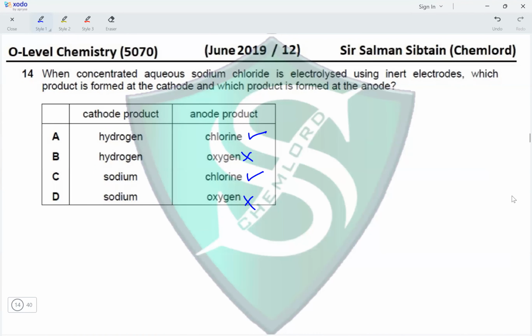So option A has hydrogen and option C has sodium. So option C gets eliminated, making option A the correct option for this question.